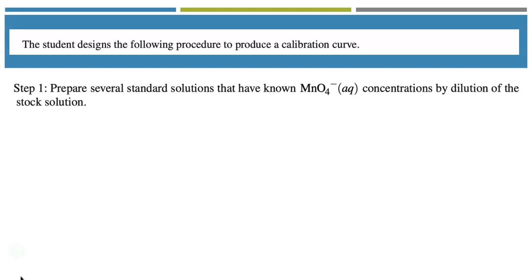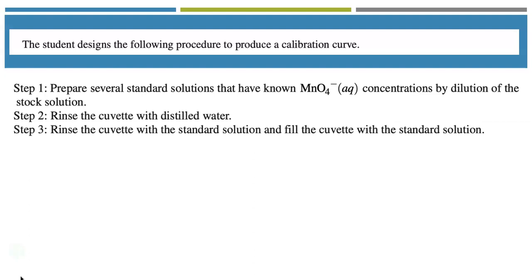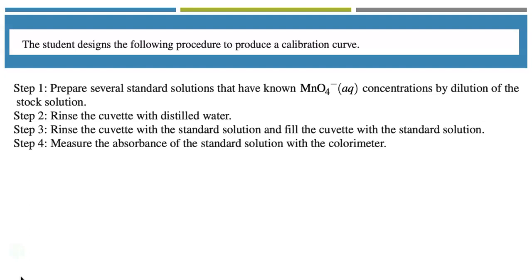The student designs the following procedure to produce a calibration curve. Step 1 is to prepare several standard solutions that have known permanganate concentrations by dilution of the stock solution. Step 2 is to rinse the cuvette with distilled water. Step 3 is to rinse the cuvette with the standard solution and fill that cuvette with the standard solution. Step 4 is to measure the absorbance of the standard solution using our colorimeter. And the last step is to repeat steps 2 through 4 for each of the standard solutions.